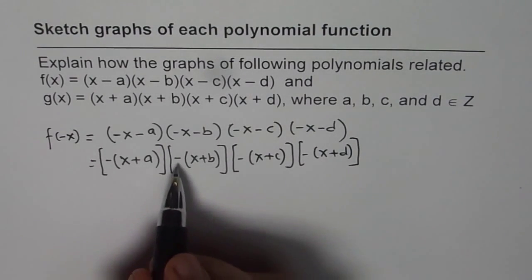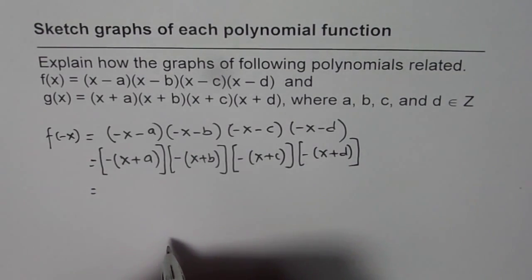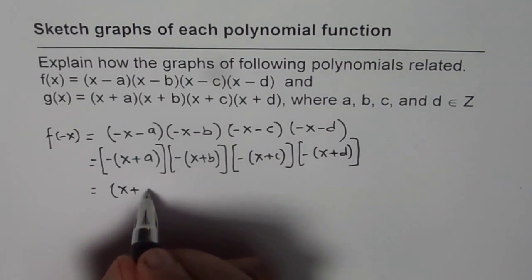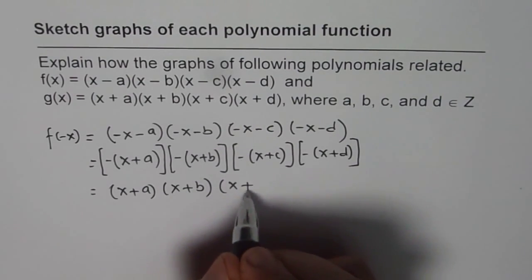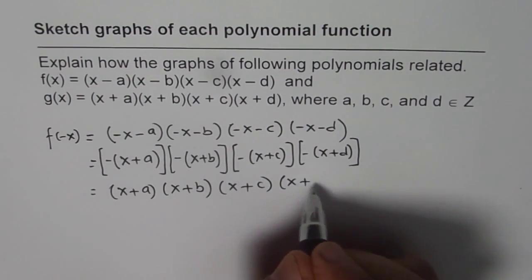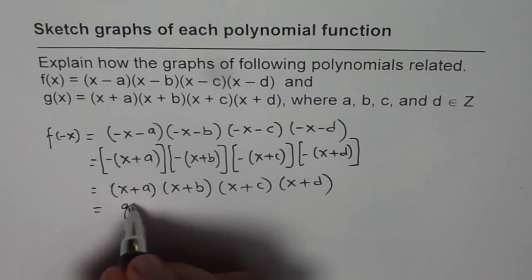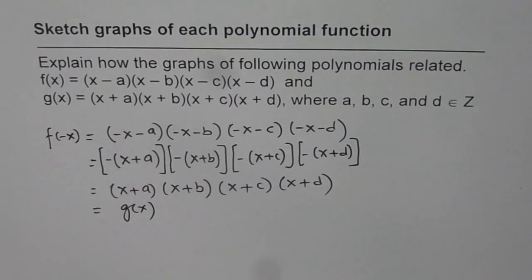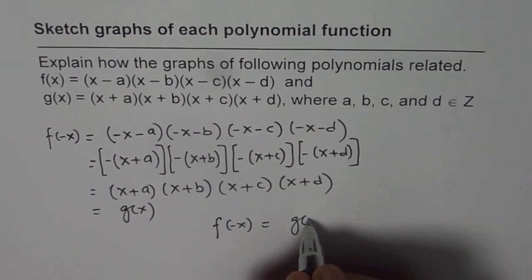Now, what is minus times minus times minus times minus? Well, it is positive 1. So what we get here is x plus a times x plus b times x plus c times x plus d, right? Which is indeed equal to g of x. So that is the relation, right? So f of minus x is g of x. Similarly, g of minus x is f of x. So what we find is that f of minus x is equal to g of x.